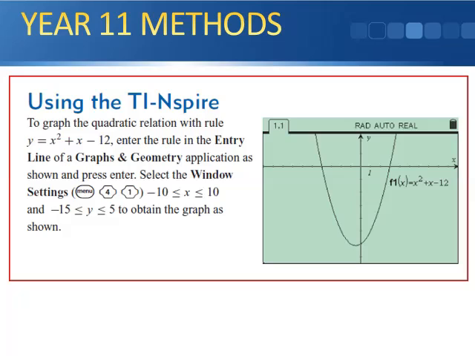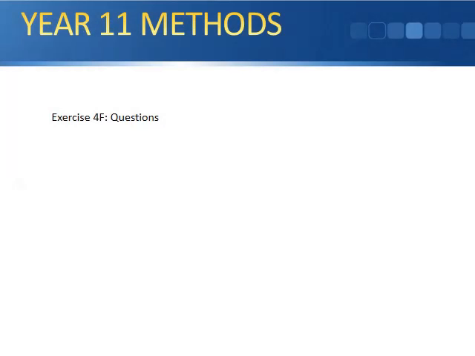There's your calculator steps. You can follow it. You have to go to your entry line or your graphs and geometry and type it in. So you type in what you see, so x squared plus x minus 12, press enter and the graph will show. And that's your 4F questions.